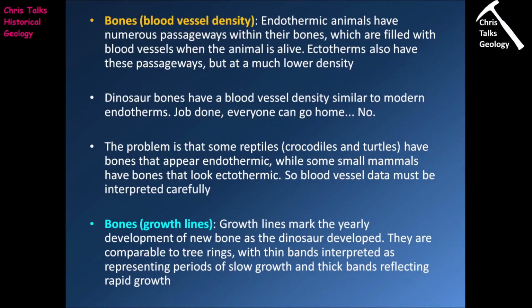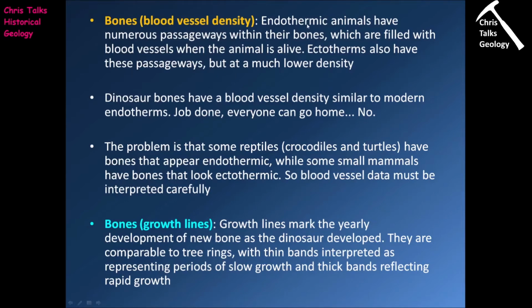So your bones aren't actually solid, they are full of holes, so they essentially look like honeycomb. And all of these holes are present in your bone to allow small blood vessels to move in and out of your bone. So this obviously allows oxygen to be transported into the interior of your bone. Now, endothermic animals have numerous passageways within their bones, and that's because we have numerous blood vessels which are going into our bones whilst the animal is alive. Now, ectotherms also have these passageways, but they are typically present in much lower densities.